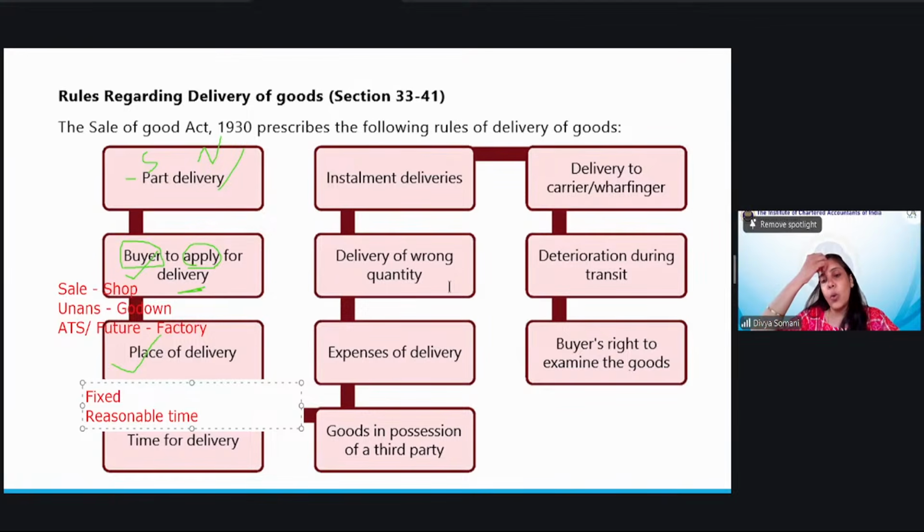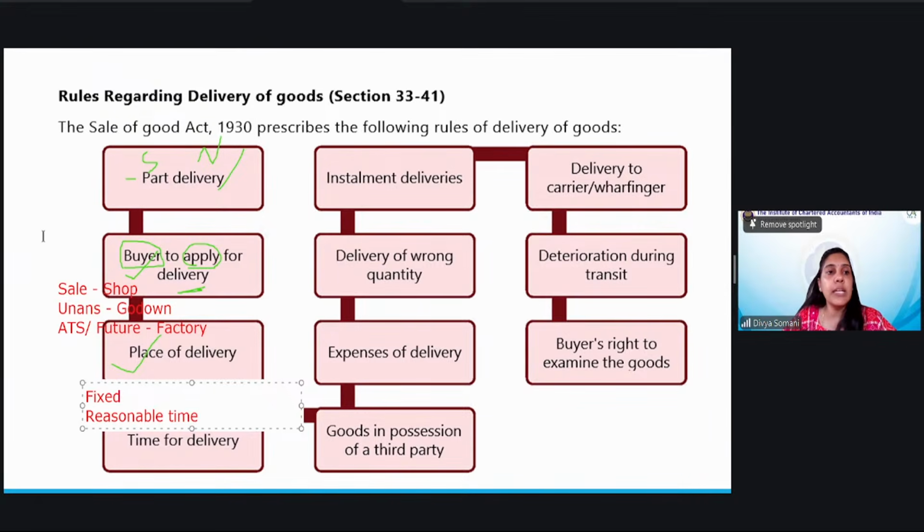Next topic is with respect to delivery of wrong quantity. Suppose I had ordered 10 kg of sugar, but I have received only 6 kgs of sugar. I have two options available. One option is I reject the whole of it. I don't want 6 kgs, I want the full 10 kgs. Or the other option is I accept 6 kgs and pay for 6 kgs only. I will not pay for the complete 10 kg. So that is what is meant if the wrong quantity is given.